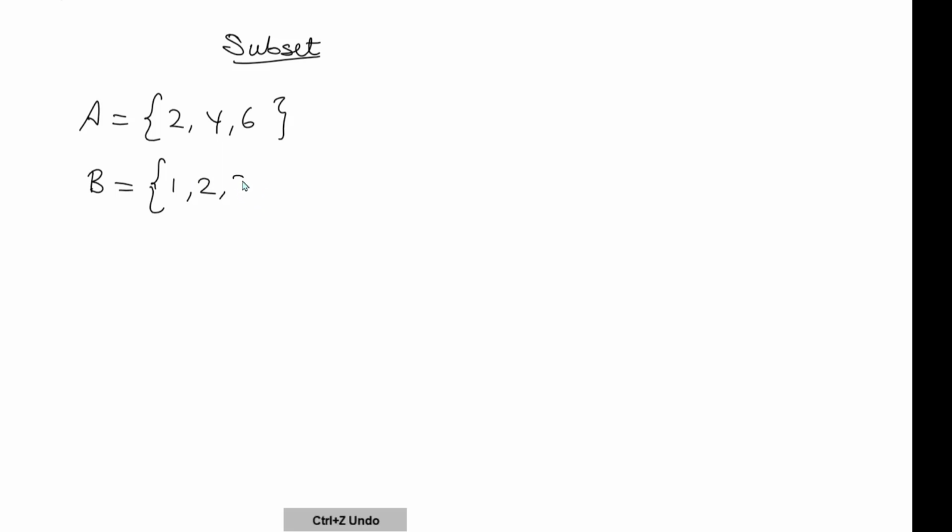Alright, let's look at subsets. When we talk about subsets, we're looking at two sets where all the elements in one set are found in the other set. Then that forms a subset. For example, set A has the elements 2, 4, 6, and then we have set B with the elements 1, 2, 3, 4, 5, 6, 7, up to 10.